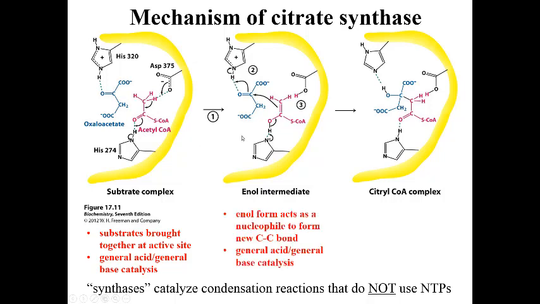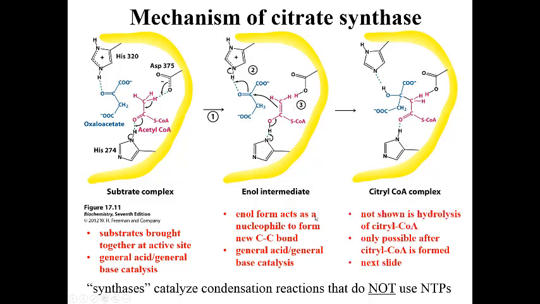Once the reaction is initiated, you get this enol formed, and this enol allows you to generate a new carbon-carbon bond to take this 2-carbon molecule of acetyl-CoA and condense it with this 4-carbon molecule of oxaloacetate. And again, in this case, the histidine is acting like a general base and pulling that proton off, and the aspartic acid is a general acid and donating a proton.